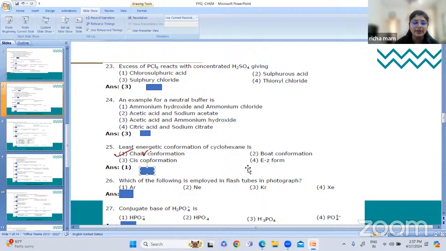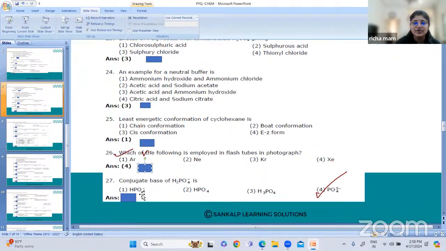So this is from P block elements. Which of the following is employed in flash tubes in photography? For your information, it is xenon, option number 4. But this is not there in your syllabus. Okay, it is option number 4, that is xenon. Let us go for the next one.